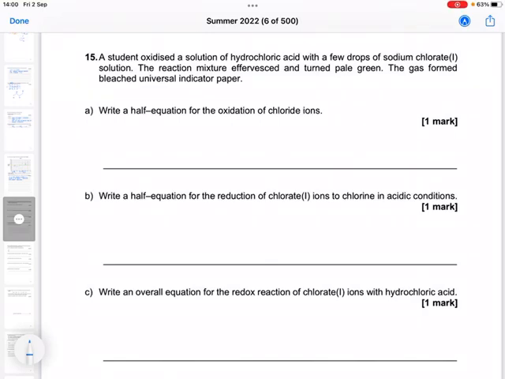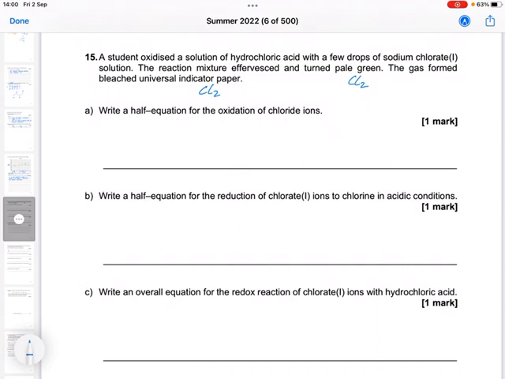The student oxidises a solution of hydrochloric acid with a few drops of sodium chlorate(I) solution. The reaction mixture effervesced and turned pale green. The gas formed bleached universal indicator paper. So again, it's screaming at us that we've got chlorine here.